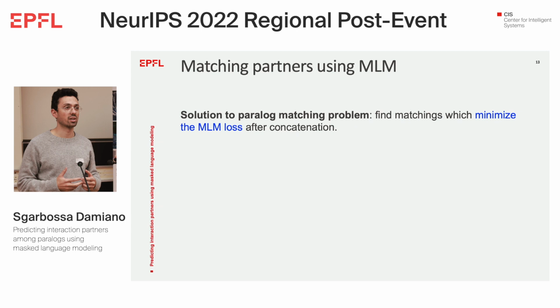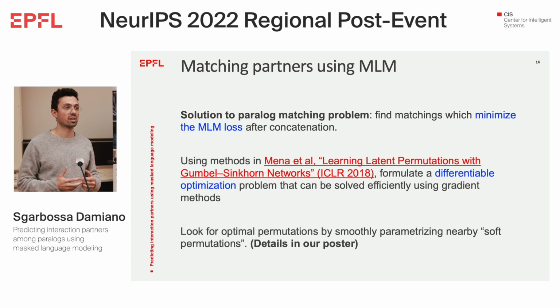But still, now we have the problem of the factorial number of possible permutations between all the sequences. To solve this, we use a method presented in this paper at ICLR 2018, which formulates a differentiable optimization problem that can be solved efficiently using gradient methods. And therefore, what we do is look for optimal permutations by smoothly parameterizing the nearby soft permutations.